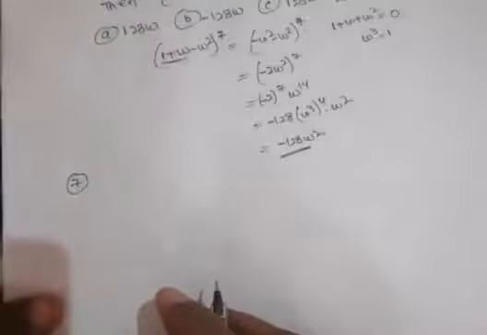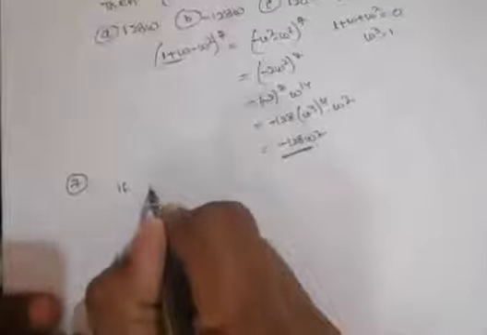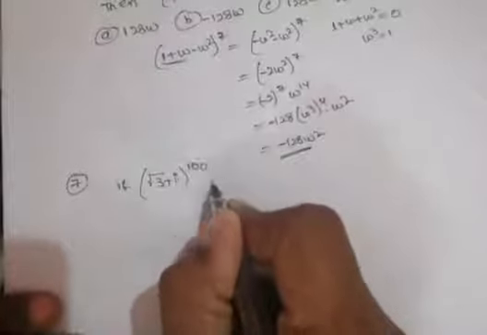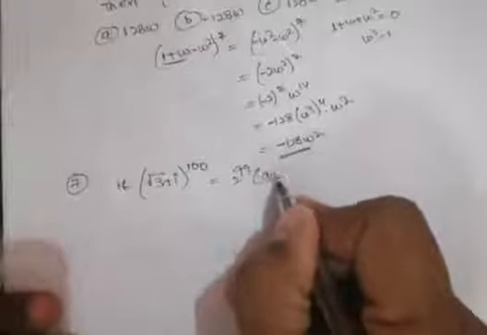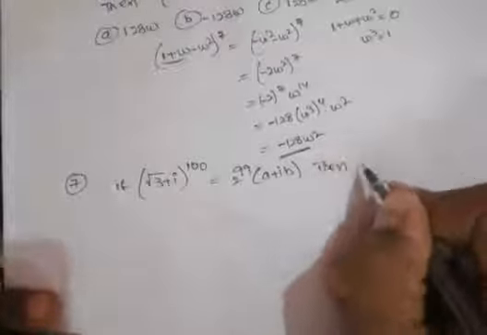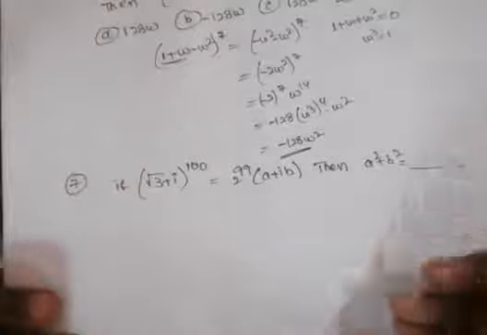Coming to the next problem: if under root 3 plus i whole to the power of 100 is equal to 2 power 99 into (A plus iB), then A square plus B square is equal to dash.